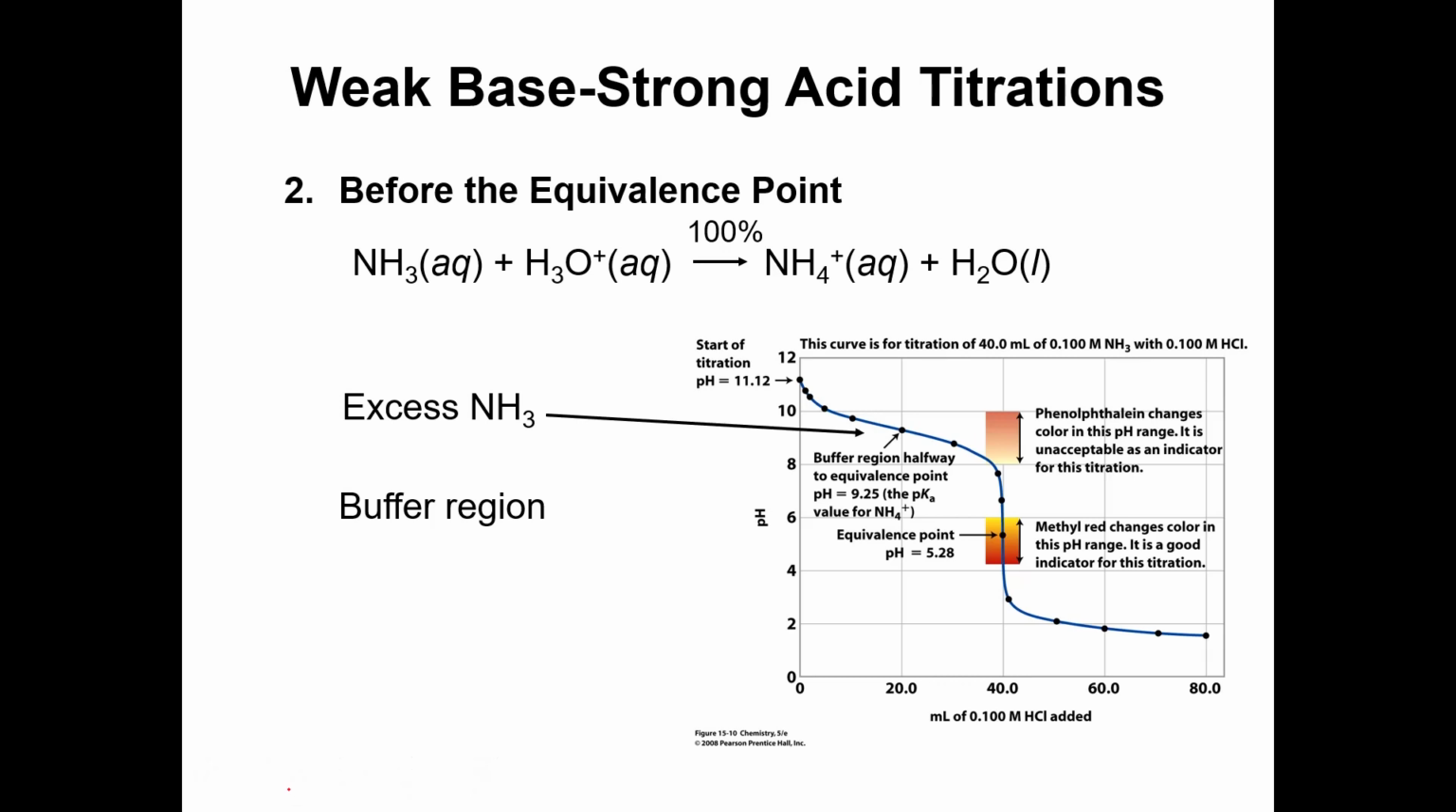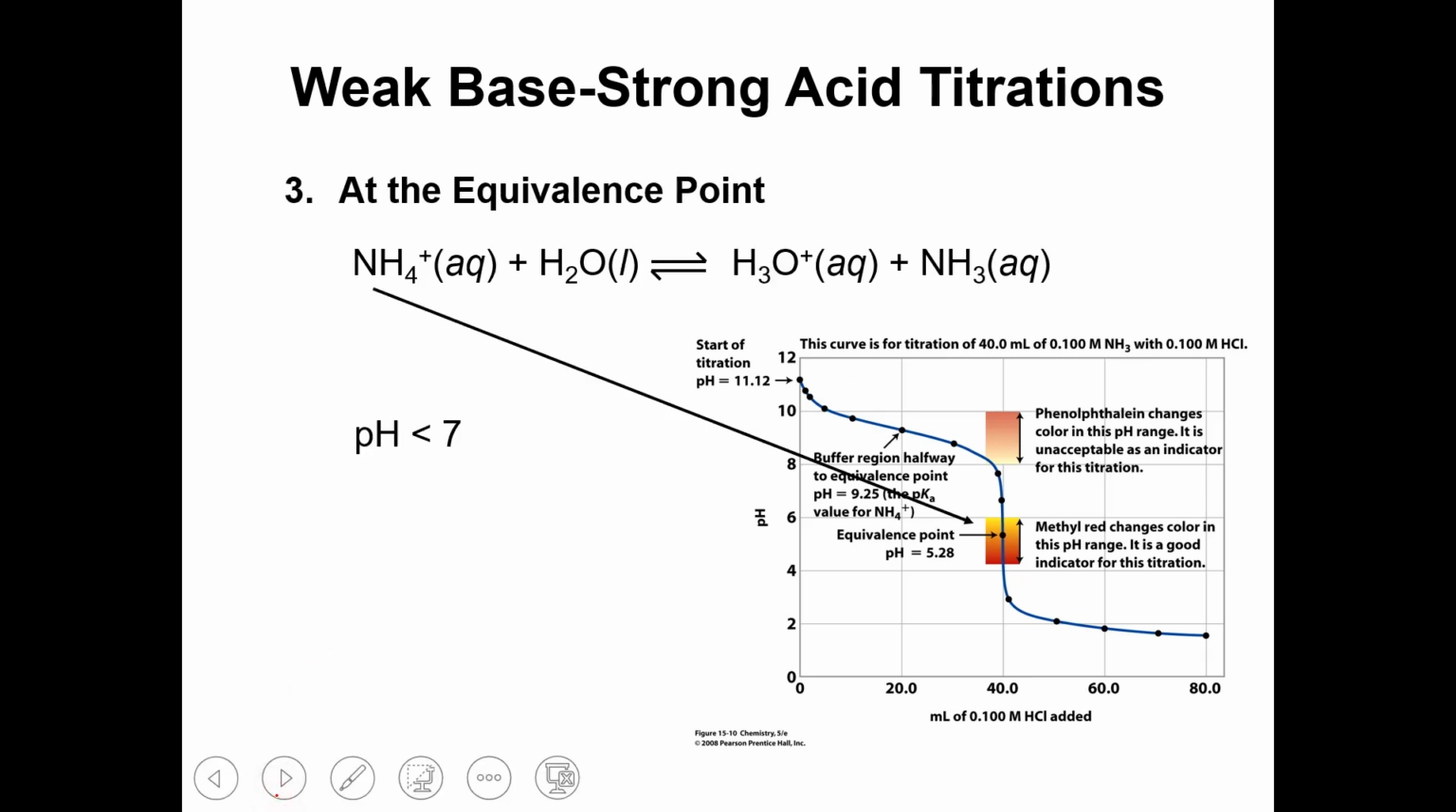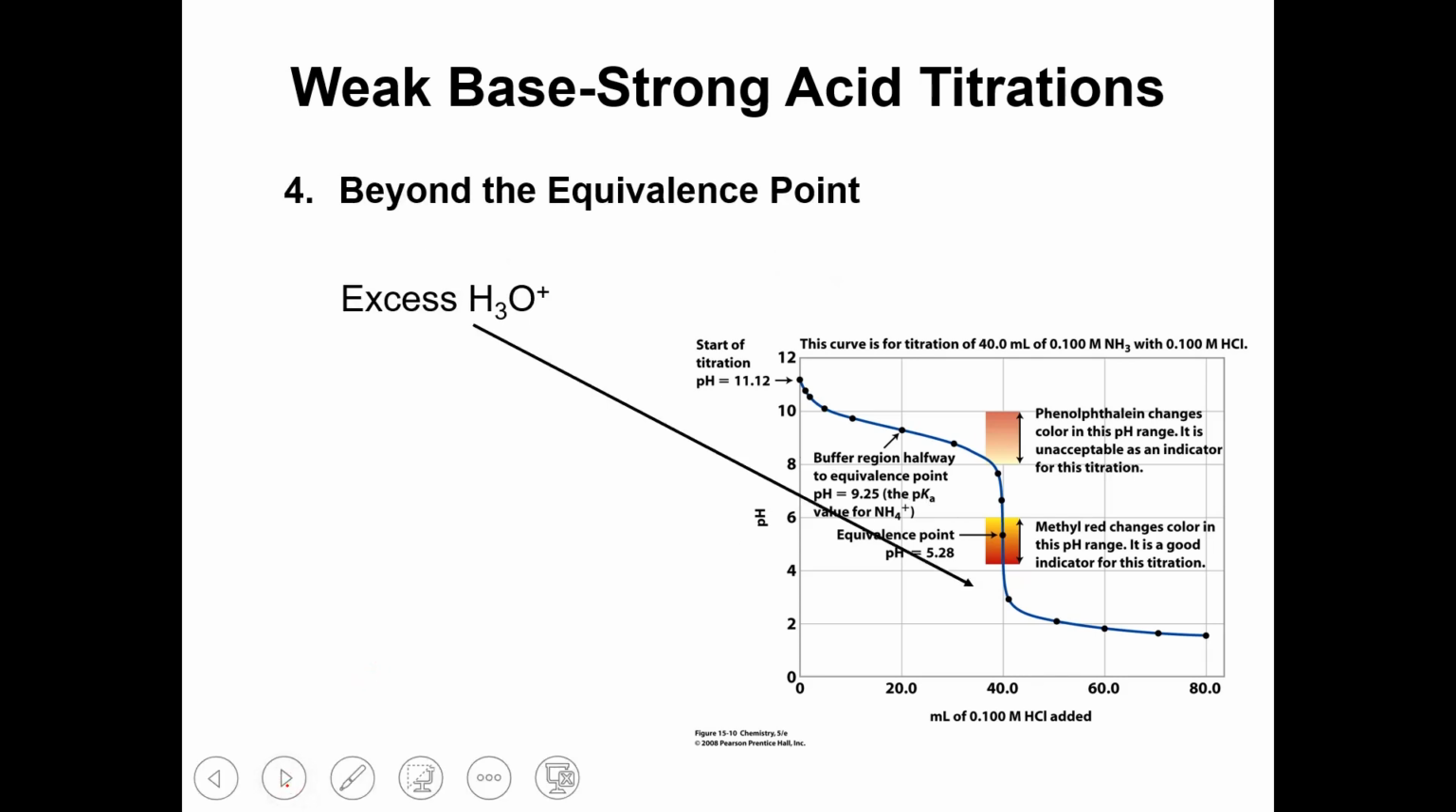So as we're adding hydrochloric acid initially, we're still in a region where we have more ammonia than we do hydrochloric acid here, and we're in what we call the buffer region. We've added enough hydrochloric acid that we shift some of this equilibrium towards forming the ammonium ion, so we call this the buffer region here. Eventually we get to a point where we've added enough hydrochloric acid that the number of moles of hydrochloric acid is equal to the number of moles of ammonia, but we're going to have a pH less than 7 since the hydrochloric acid is stronger. And then if we keep adding, we get to a point where we have excess H3O+.